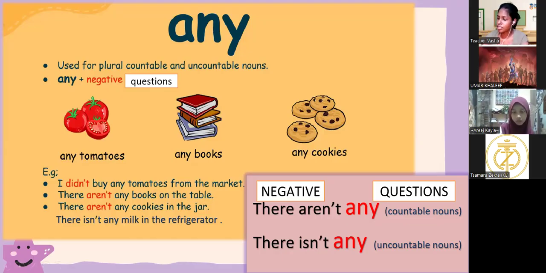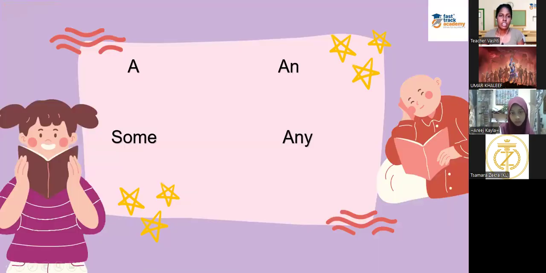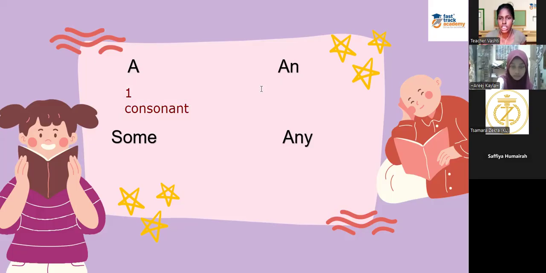All right. So let's try to answer some questions. Now, where do you use the word a? Mana nak guna perkataan a? If it is one, only one, then consonant or vowel? Consonant. Where do I use an? Vowel. One vowel.